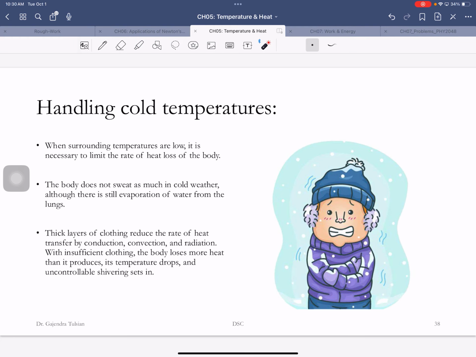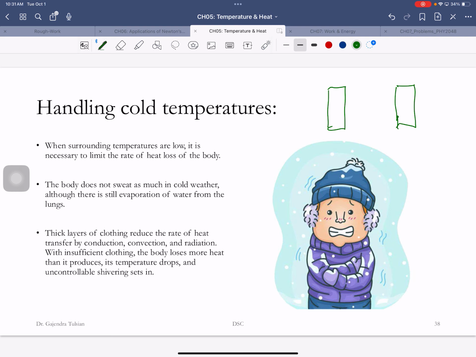Now, handling cold temperatures. When the surrounding temperatures are low, it's necessary to limit the rate of heat loss of the body. You don't sweat as much, so you don't lose heat, and a thick layer of clothing is necessary. You reduce heat transfer by conduction, convection, and radiation. Now, you guys intuitively know this.